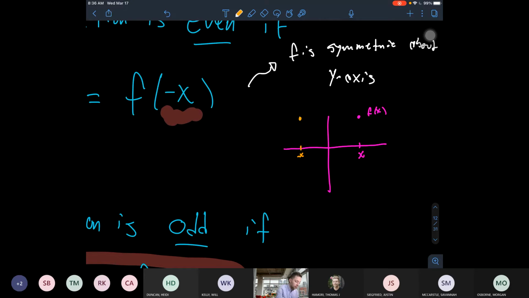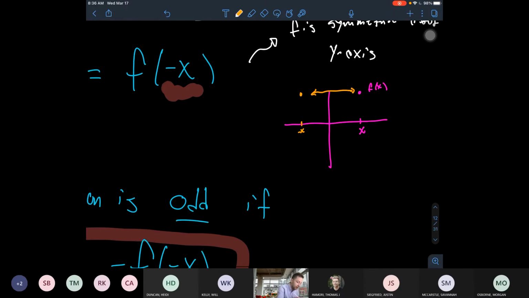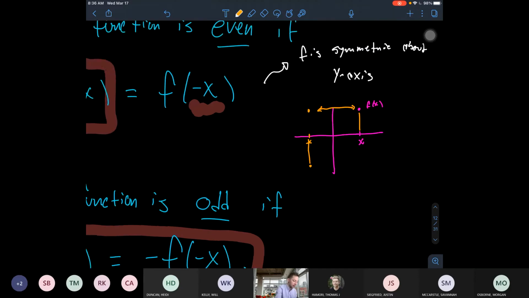Okay, so if we have this case and we're symmetric about the y-axis, then we're even. Or if the height of the function at this x value is exactly the negative of the height of the function at the positive x value, then we call it odd.